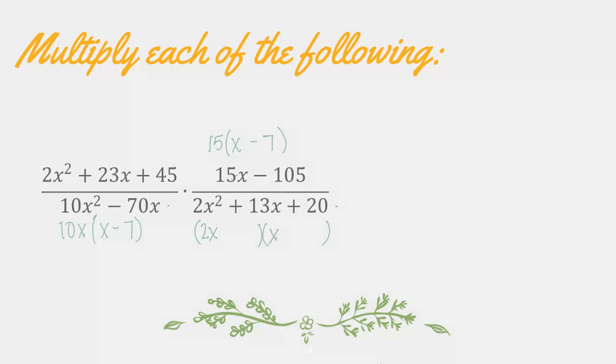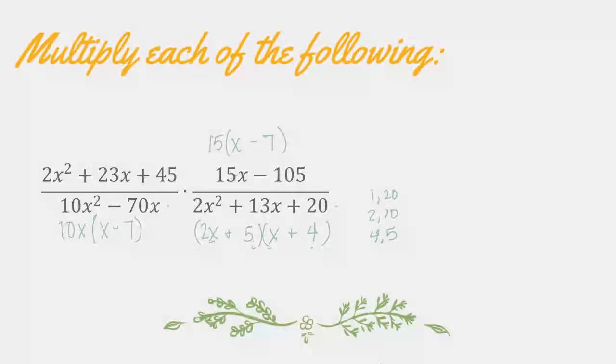Then I want to know what factors of 20 combined with the 2 get me to 13. So let's try, let's see, 20 is 1 and 20, 2 and 10, 4 and 5. And I need to add up to be 13. Oh, I know. How about 5 and 4? Because 8 plus 5 is 13.